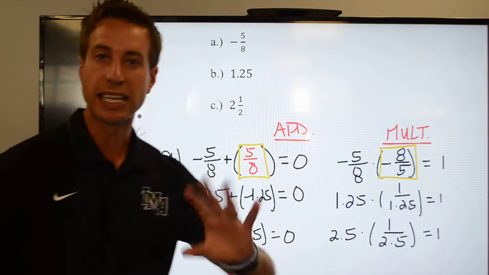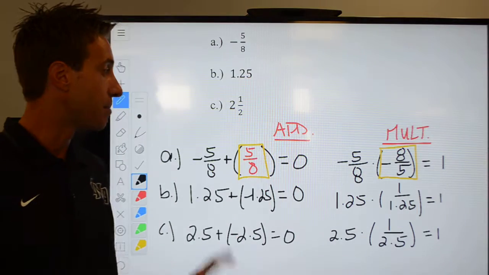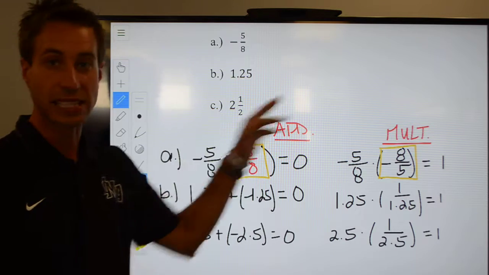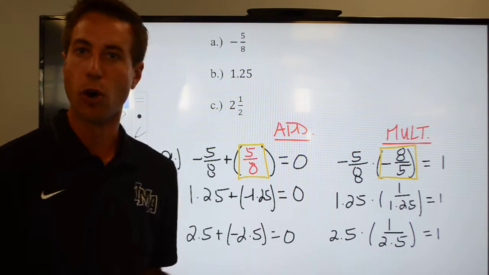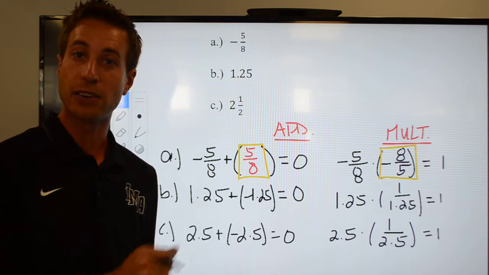Hopefully what this has done is on the previous page, if this was slightly confusing, hopefully you can now see that it's actually very easy, very straightforward in order to find the additive and multiplicative inverse of a number. So if they ask you to do it in the homework or on a quiz or a test, should be very straightforward and easy. That takes care of this page of the notes.